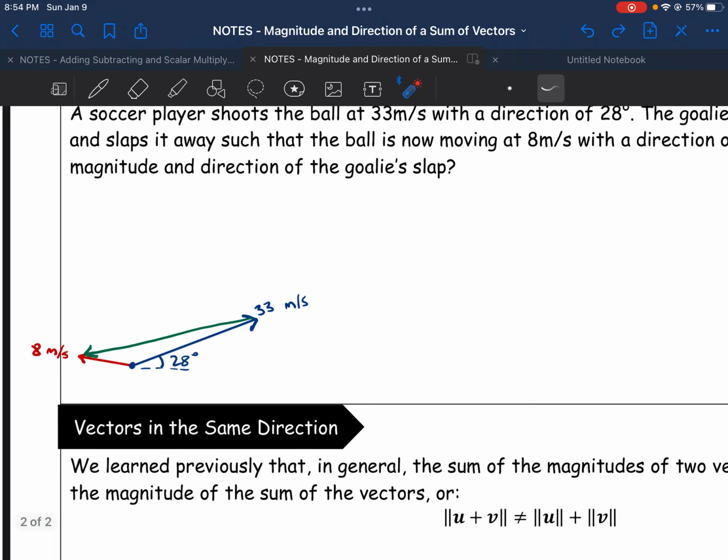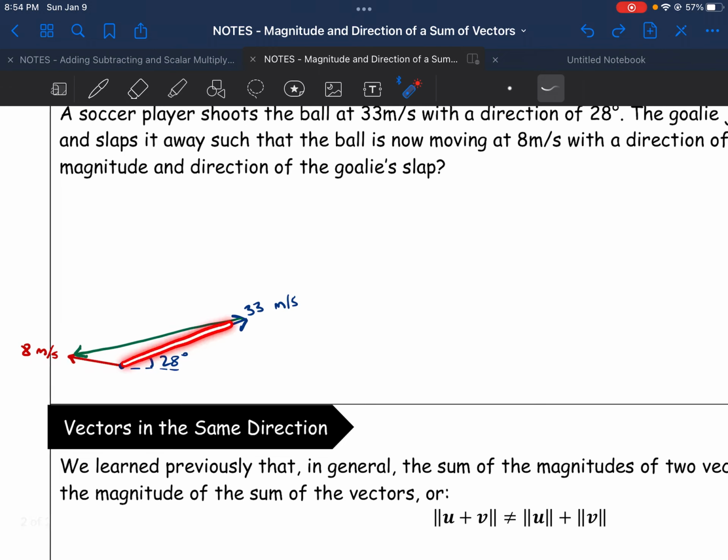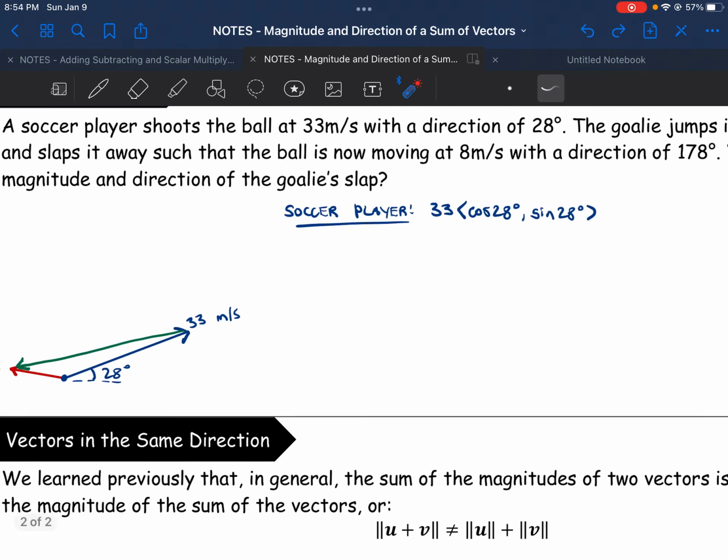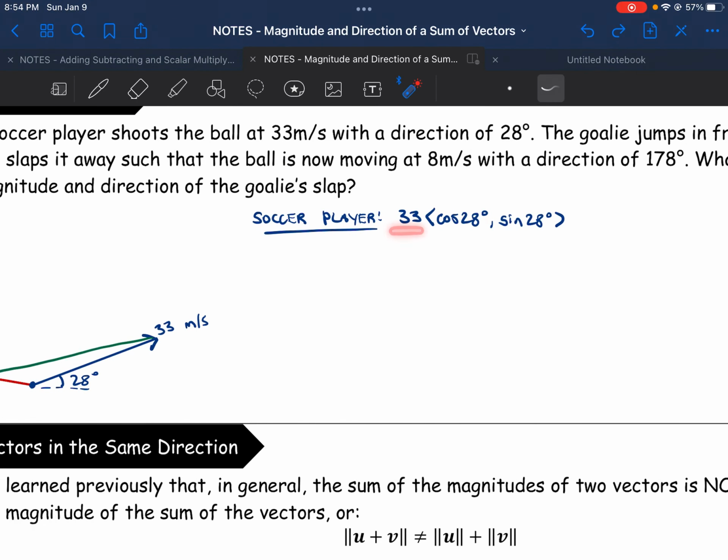So we're kind of working backwards. We know the resultant. We know this first vector that came about as the soccer player shooting. We want the magnitude and direction of the second vector, the goalie slapping the ball away. Well, let's find the component form for the soccer player. We have the magnitude. We have the direction. Let's use what we did on the last problem. Take the magnitude, take cosine of the angle, sine of the angle, distribute the magnitude into it. Again, make sure your calculator's in degrees. And we get 29.137 and 15.493. So this is our component form for the soccer player's vector, the shot.